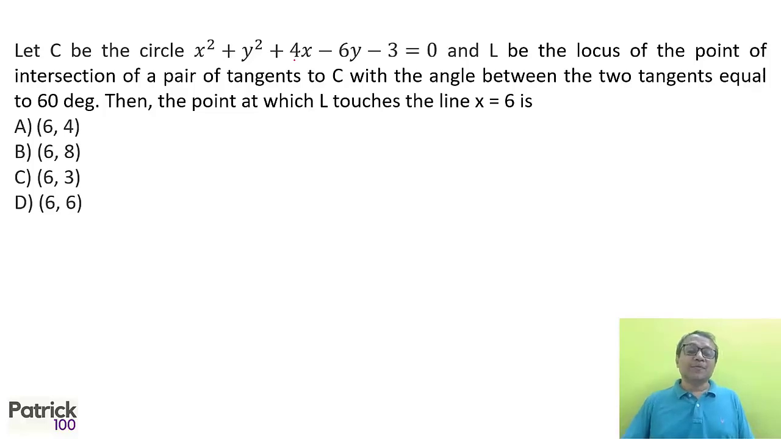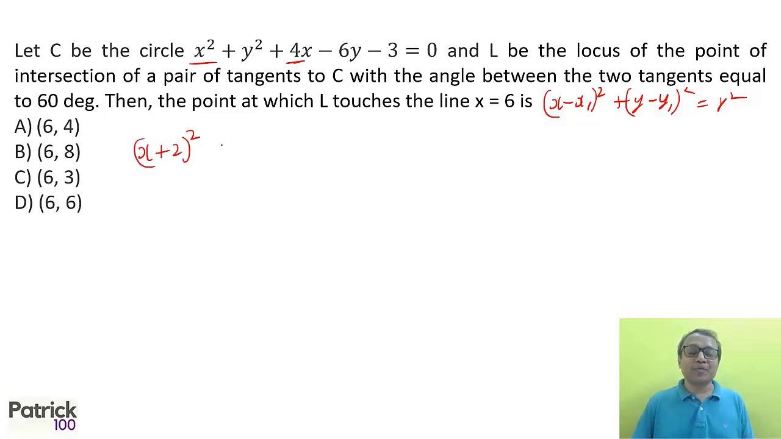Here, circle. Now for a circle, the formula is (x minus x1) square plus (y minus y1) square is equal to r square, where x1, y1 is the center of the circle and r is the radius. If I write this in the same form, you have x square plus 4x, so it becomes (x plus 2) the whole square minus 4. Same way you have y square minus 6y, it becomes (y minus 3) the whole square minus 9, because you require plus 9, minus 9, minus 3 equal to 0.